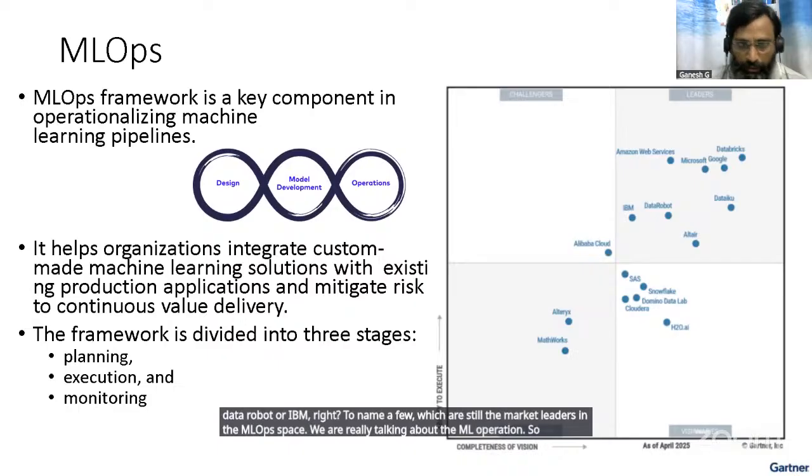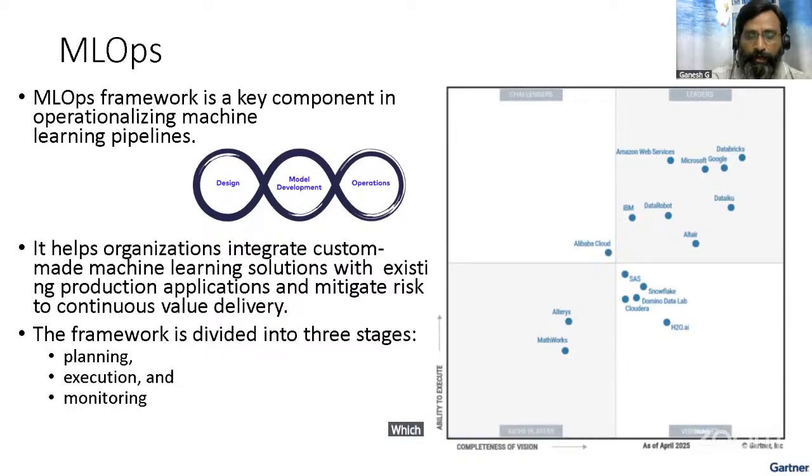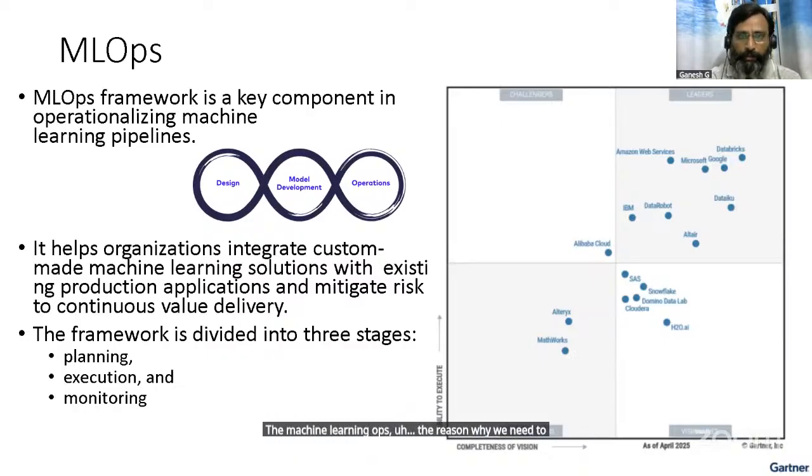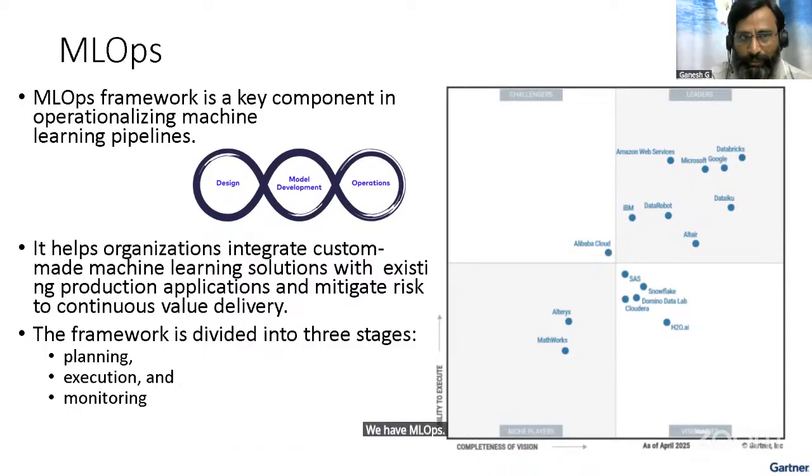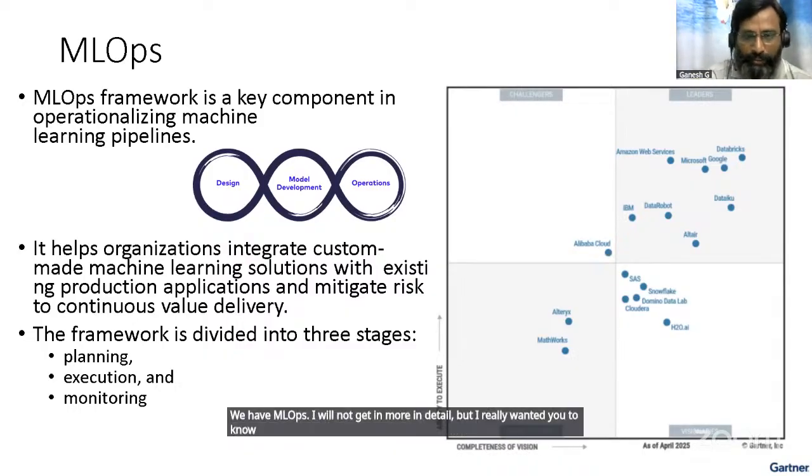So you have a machine learning pipeline, which is encapsulated with MLOps. Think about it along the same lines as DevOps or DevSecOps. But the reason we need a separate one for machine learning ops is the amount of data being generated, the number of models, the amount of intelligence being provided, and the training that is required. So you need a separate framework to monitor the machine learning related components. That's why we have MLOps. I will not get into more detail, but I really wanted you to understand that there is something called MLOps, which is a driving force for your machine learning activities.